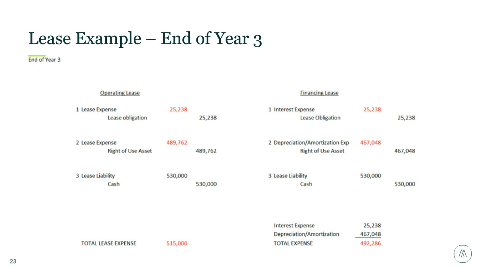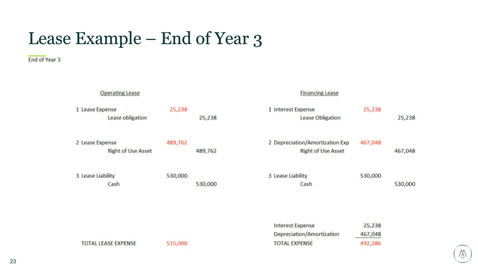All right. So then moving on to year 3, once again, the $25,000 is coming off the amortization schedule. The $489 is what you're going to use to balance it, and you once again end up with a $515 expense. And then, as you can see in the financing lease, now we've flipped and we have lower expense in year 3.